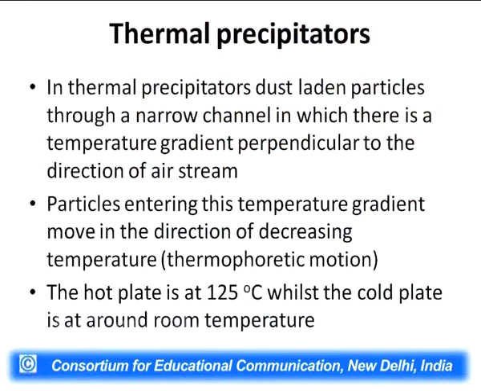The next one is the thermal precipitator. In thermal precipitators, dust laden air passes through a narrow channel in which there is a temperature gradient perpendicular to the direction of the air stream. Particles entering this temperature gradient move in the direction of decreasing temperature. It is a kind of thermophoretic action. The hot plate is the top plate, at the highest temperature of 125 degrees centigrade, whilst the coolest plate is at around room temperature.